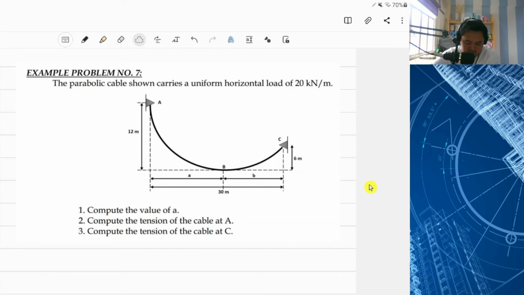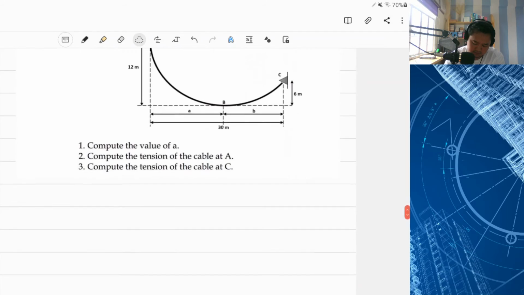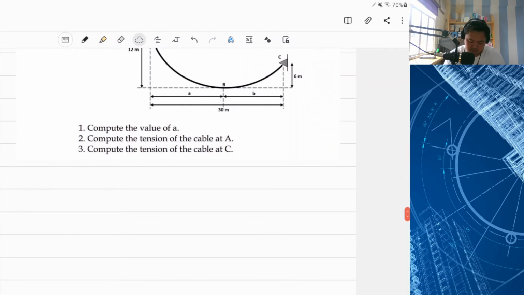Okay, let's go to example problem number 7. The parabolic cable shown carries a uniform horizontal load of 20 kilonewton per meter. If you can see in the figure, we have here an unsymmetrical parabolic cable. The questions: compute the value of A; number 2, compute the tension of the cable at the support A; and number 3, compute the tension of the cable at the support C. Okay, so let's solve this. Solution.